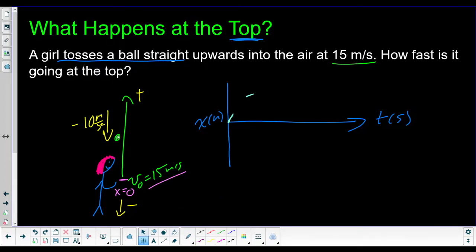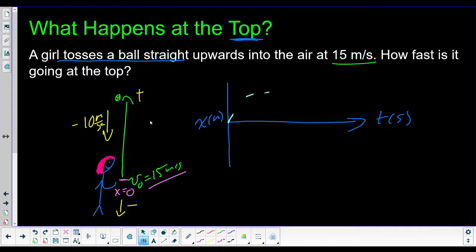Okay. After half a second, if I lose 10 meters per second, after half a second, I'll lose 5 meters per second. So it goes for another half a second, and then the velocity is 0. What does the velocity of 0 mean? What that means is that our slope is horizontal for our position graph, and the ball has stopped.